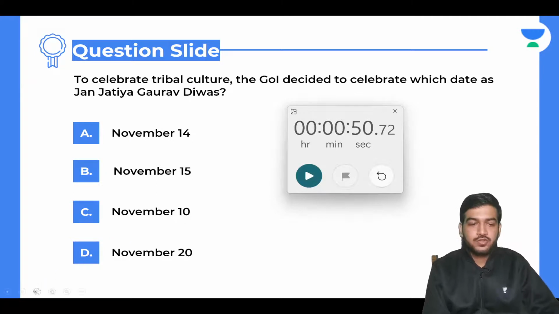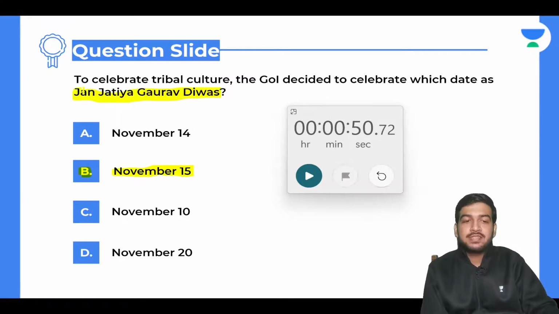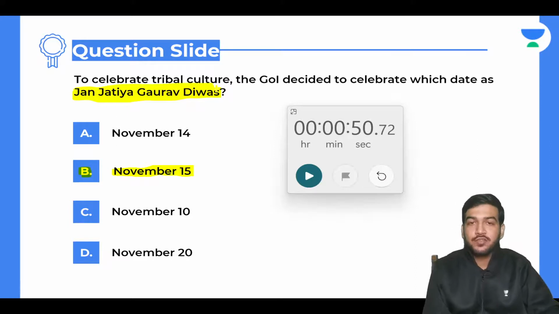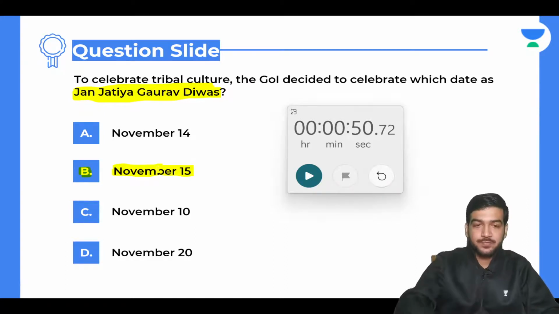Okay, so the answer to this question is 15th of November, Option B. That day from now on will be celebrated as Janjatiya Gaurav Divas. It also marks the birth anniversary of Birsa Munda. So it is in mark of that, plus as a particular date to celebrate the tribal culture. Okay, so Janjatiya Gaurav Divas, November the 15th, every year will be celebrated.